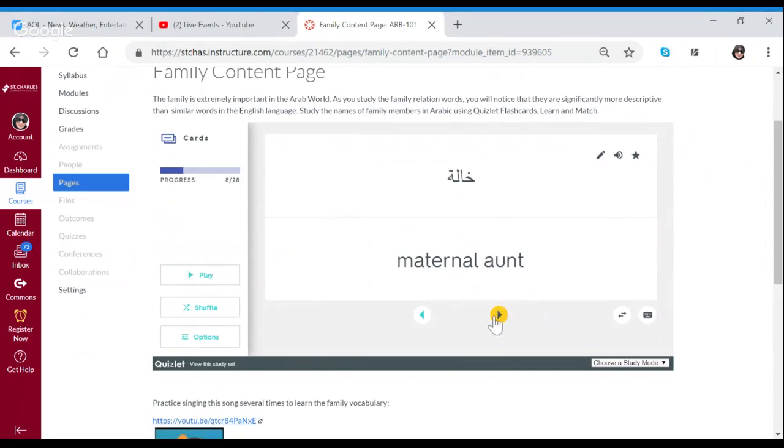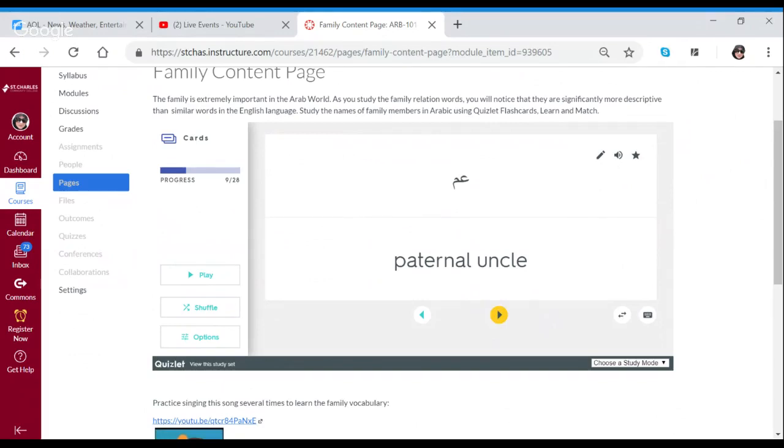Next, khala. Khala is a maternal aunt, or your mother's sister.